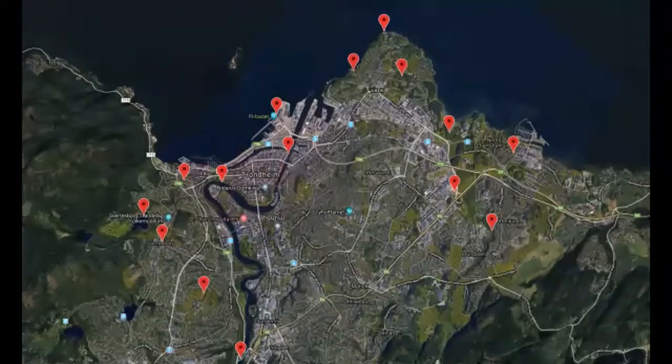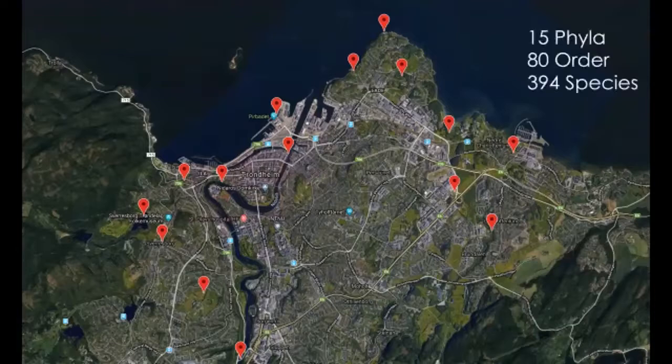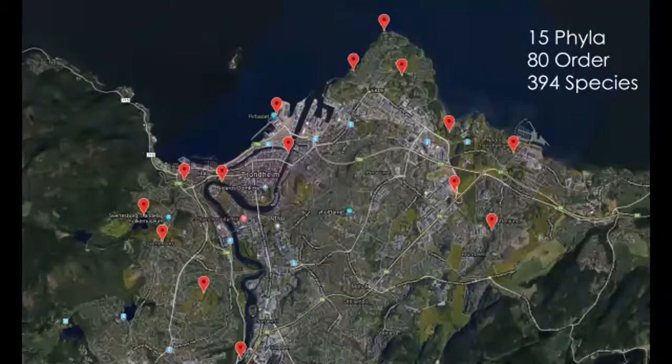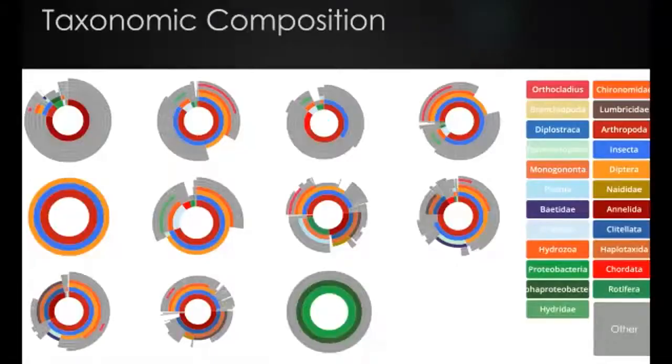And these participants had a range of skill set and experience with this type of work. They all worked by uploading the data into mBrave and working together to produce an outcome. And we recovered 15 phyla, 80 orders, and close to 400 species from this effort. So this is data that was put on the map for use by other researchers.